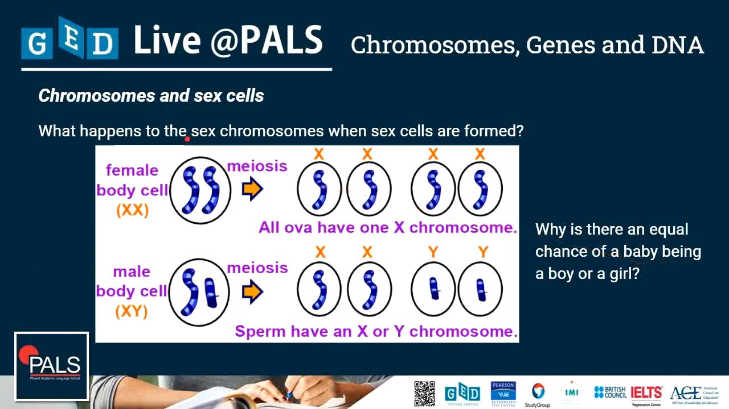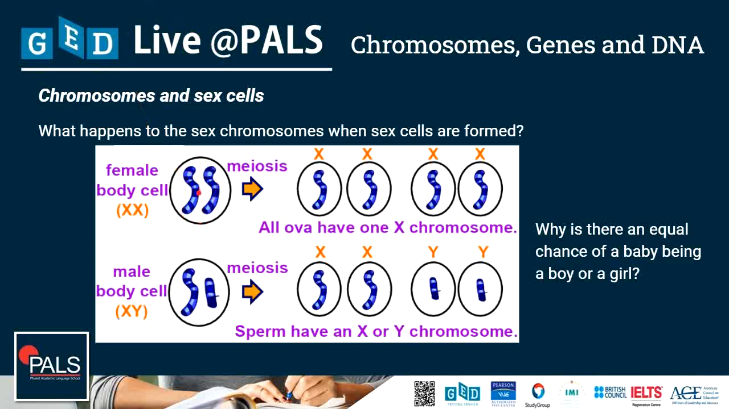Chromosomes and sex cells. So what happens to the sex chromosomes when sex cells are formed? Here we have a female body cell which will undergo meiosis, so-called reduction division, to form egg cells. Again, our sex cells, eggs and sperm cells, need half the number of chromosomes because when a new human is made, a baby is made, an egg cell and a sperm cell come together, they fuse together. So we have 23 chromosomes and 23 chromosomes adding up. That means before, we need to reduce the number of chromosomes in the egg cells and the sperm cells.